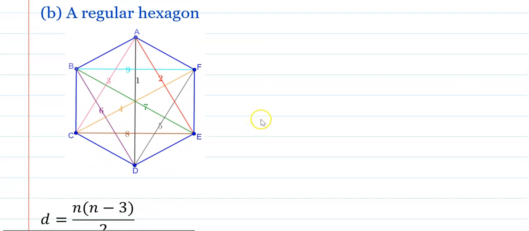Okay. For this figure, it is a regular hexagon, and if we count, this is 1, 2, 3, 4, 5, 6, 7, 8 and 9. It has 9 diagonals. Again, you can find this by using that formula, D equals N (N minus 3) upon 2. Okay.